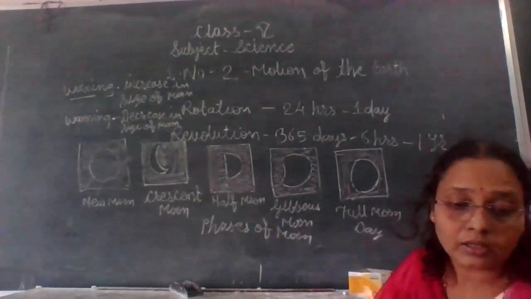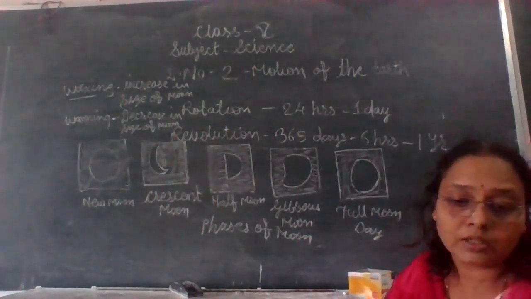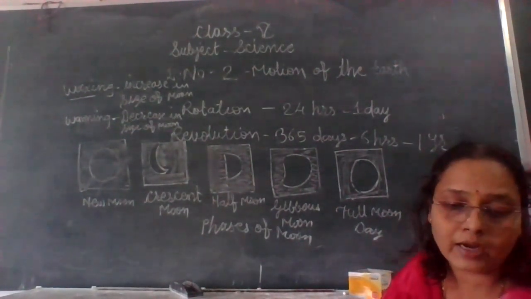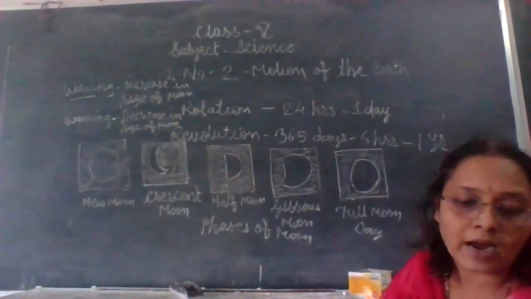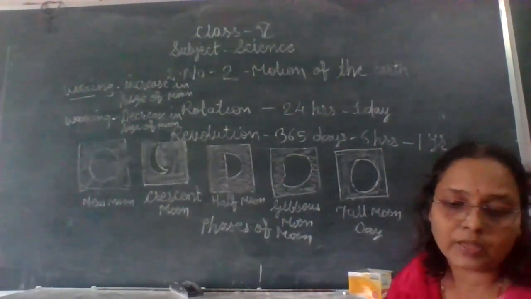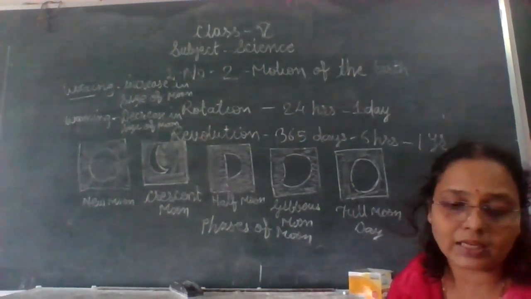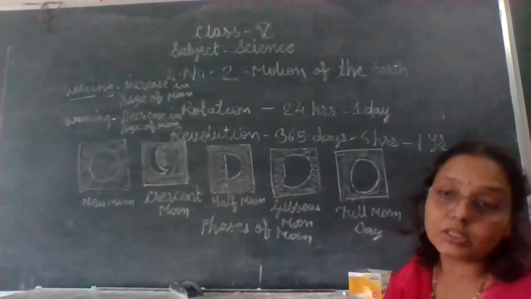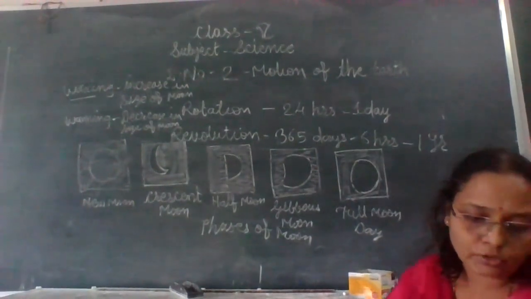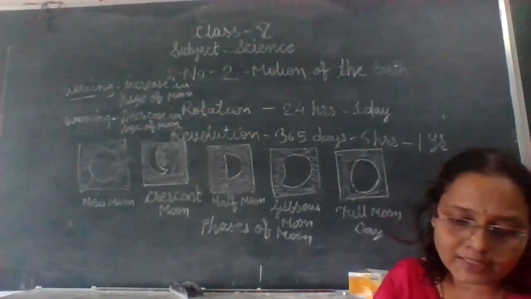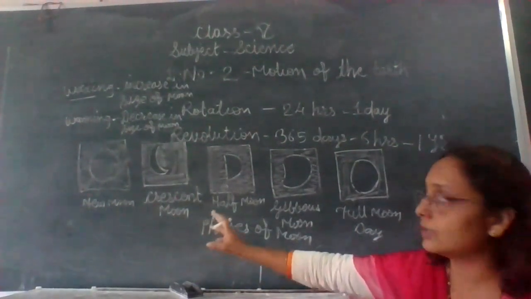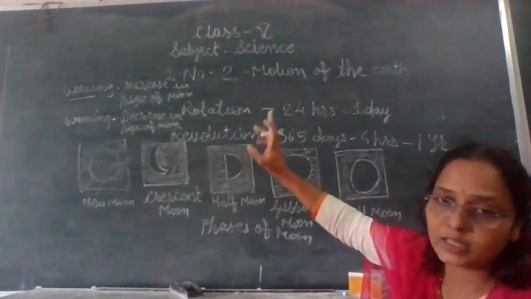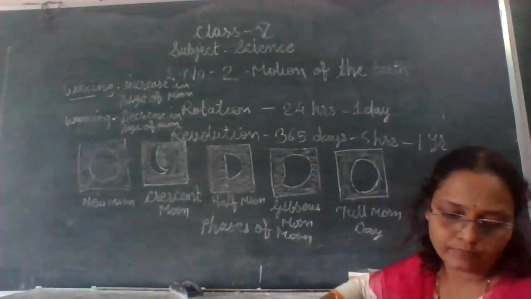Now one new thing, the rotation of the earth gives rise to day and night, and the revolution of the earth and the inclination of the axis give rise to the cycle of the seasons. The new moon to the full moon is 15 days, these terms waxing and waning we learn.